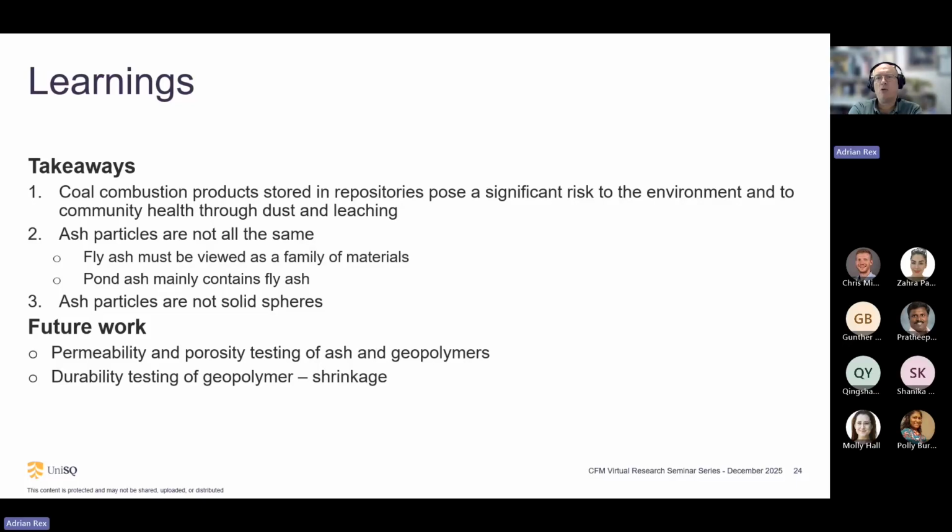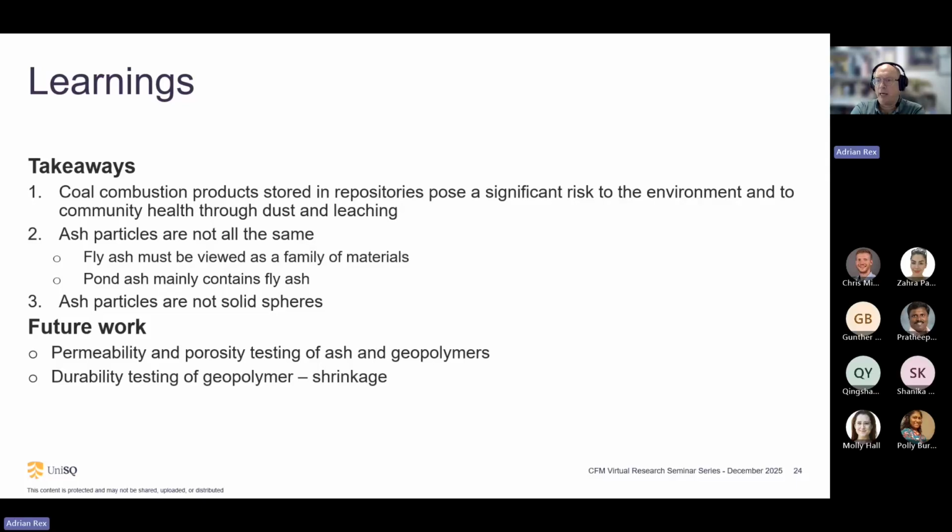Ash particles are not all the same. When we get ash from a power station, we've got to ask, where does it come from? Is it run of station? Is it classified? Is it repository ash? Is it conditioned ash? We must think of fly ash as a family of materials. Sometimes we will receive ash from electrostatic precipitators. That has a completely different size distribution to what we would expect out of a baghouse.